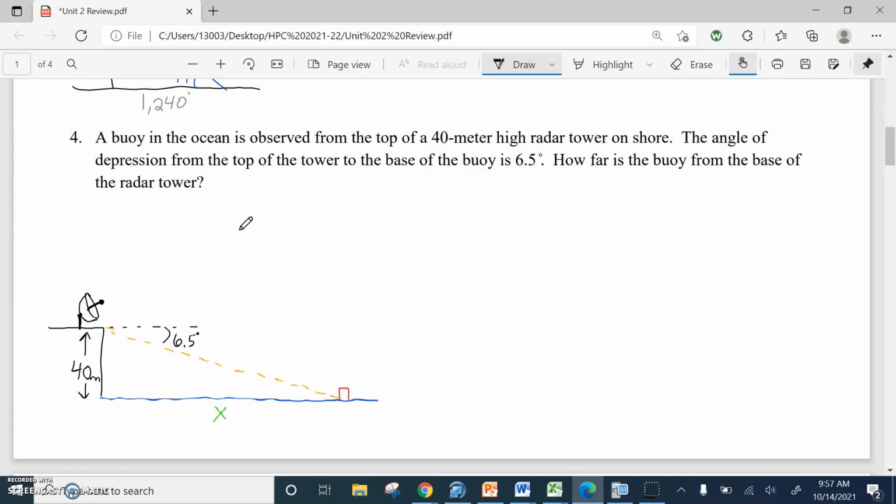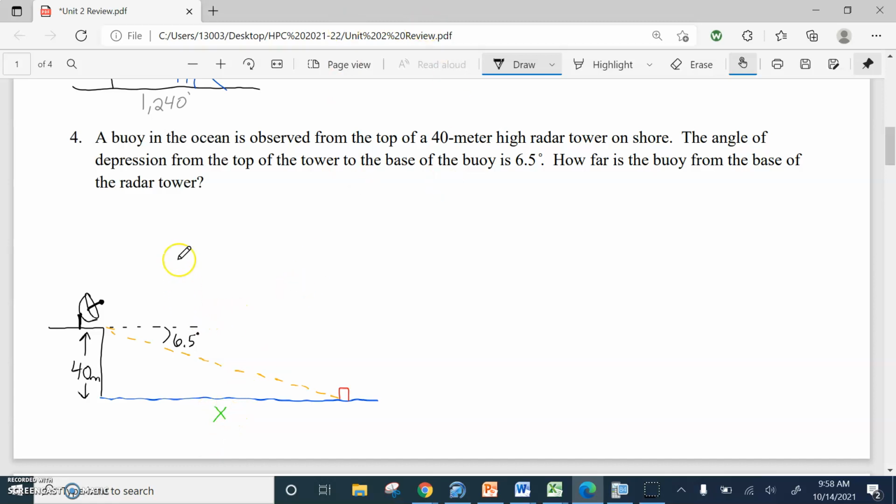The angle of depression. The angle of depression from the top of the tower means that instead of looking straight horizontally, you're going to start to look down at an object. That angle from horizontal down is what I've labeled as 6.5 degrees, the angle of depression. So we've labeled 40 meters, the height of the tower, and the angle of depression, 6.5 degrees. That is asking for x, how far is the buoy from the base of the tower. There's my green, I'm looking for green.